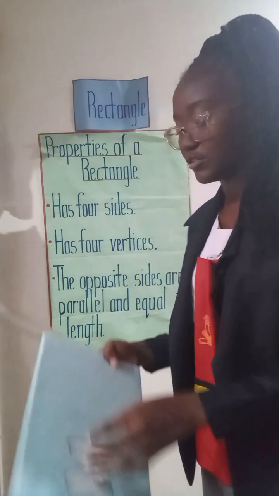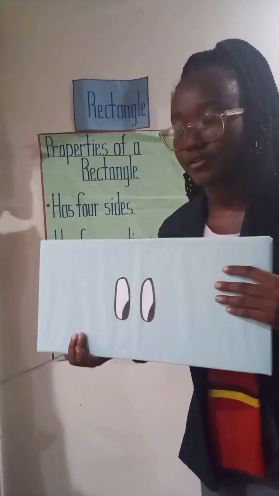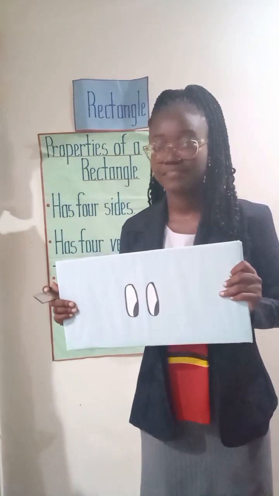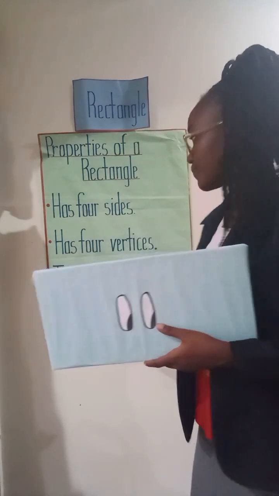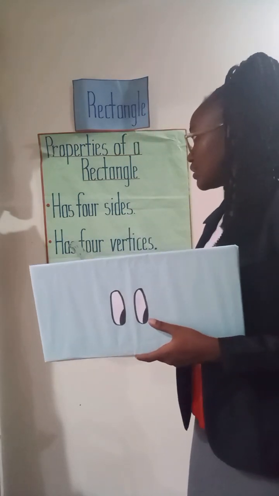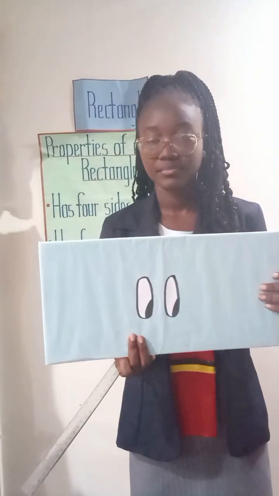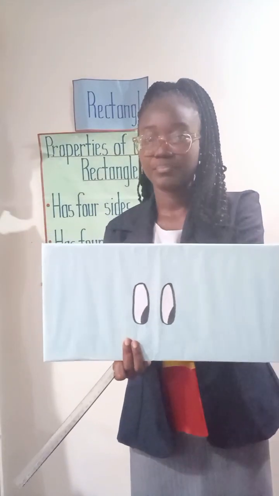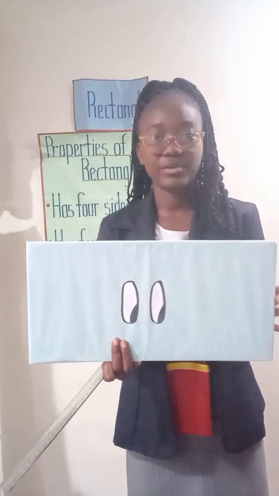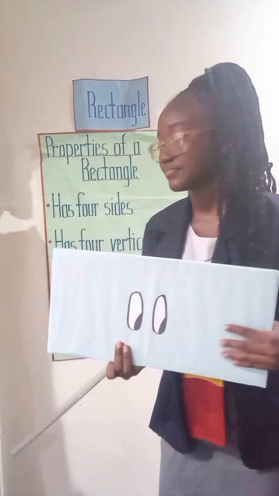Very good. Good. You still have your rectangle shape that I gave you, right? Now we're going to go through the properties. The first one says it has four sides. Can you see four sides on your rectangle? Count them for me. 1, 2, 3, 4. So we prove that that is correct.